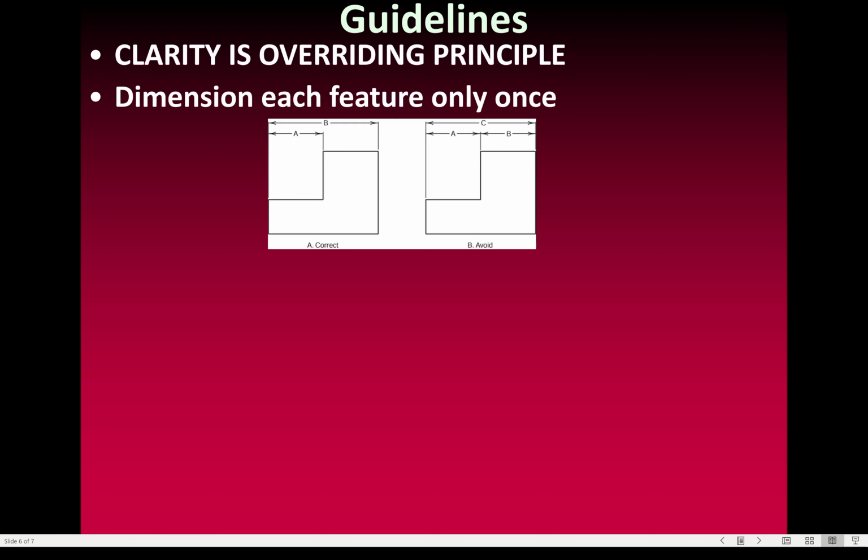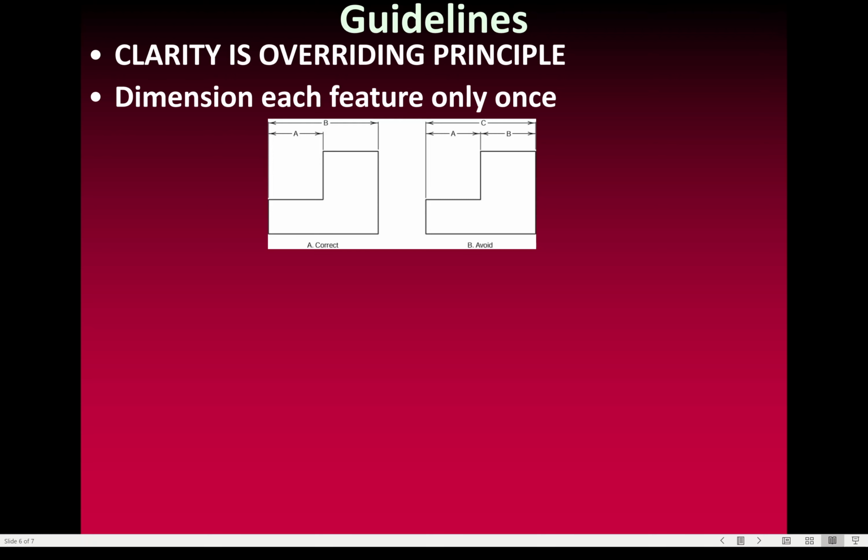Okay. Again, you want to dimension each feature only once. So take this as an example, right? We've got dimension A and dimension B, B being the overarching dimension and A being that cutout. Now, I can imply that this dimension in here is going to be basically B minus A. There's no need to include that. That's what we call over dimensioning, and that's wrong.